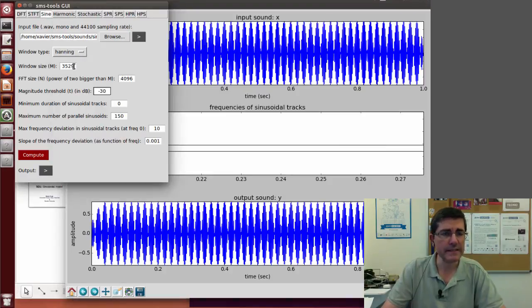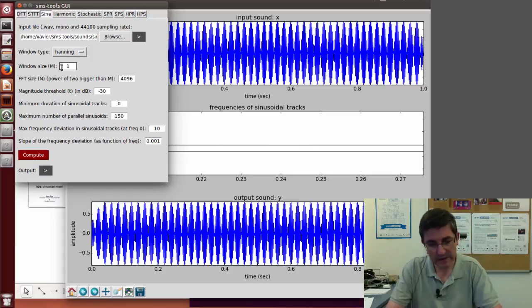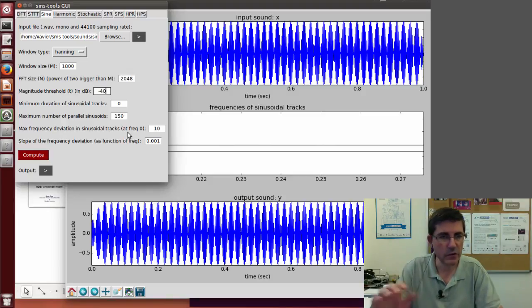What happens if this size is not large enough? For example, what happens if it's 1800? And of course, we don't need such a big FFT. Let's say 2048 is sufficient. And to be safe, let's have a lower threshold, let's say minus 40, and let's leave the others the same.